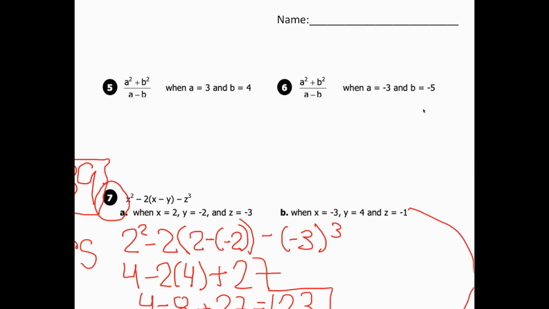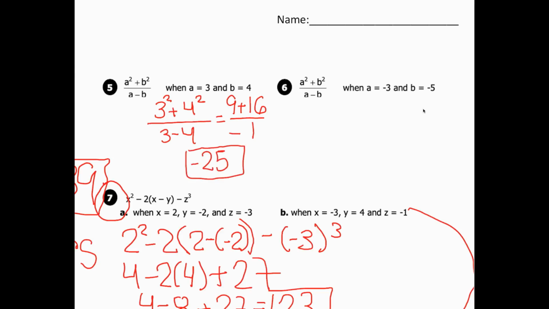So coming back to 5, we're going to go ahead and plug in our values for A and B. So I've got 3 squared plus 4 squared over 3 minus 4. So if I go through and simplify, that's 9 plus 16 over negative 1, which is 25 divided by negative 1, or negative 25. All right, so we've got that first section done there.